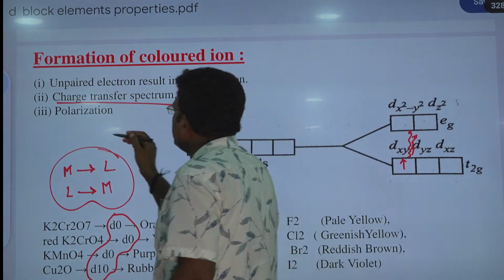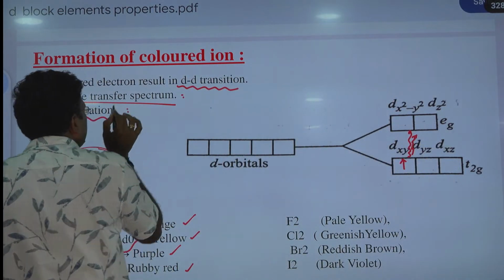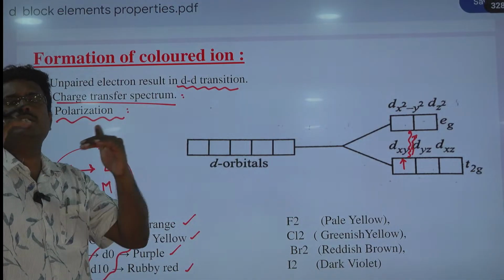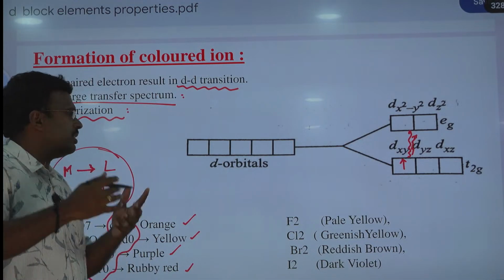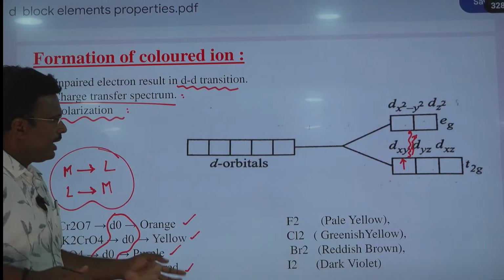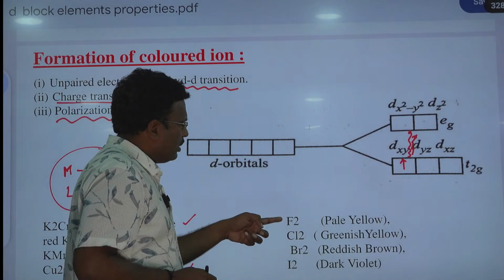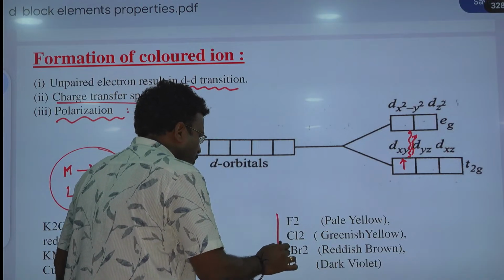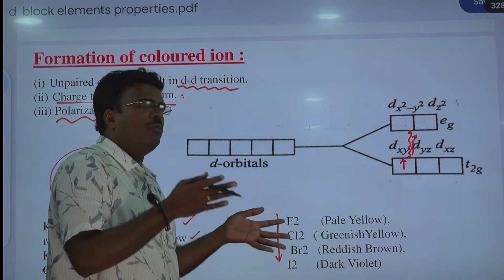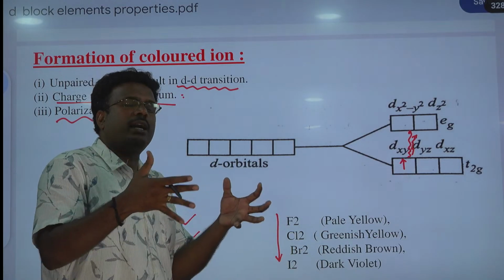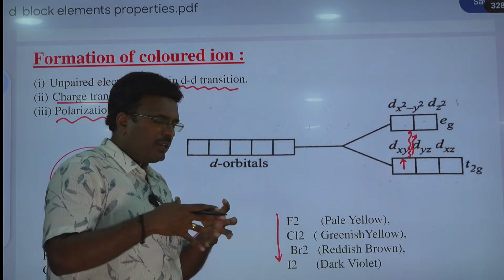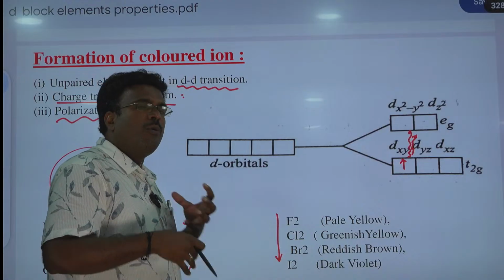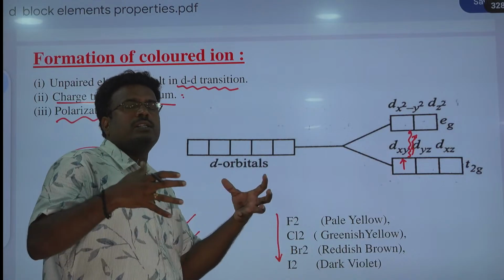The next one is polarization power. Whenever the polarization power increases, what happens? The darkness of the color increases. For example, the halogens: fluorine, chlorine, bromine, iodine. What happens in a group from top to bottom? The polarization power increases, meaning the size of the ion increases. So whenever the ion size increases, the polarity, meaning polarization, increases.